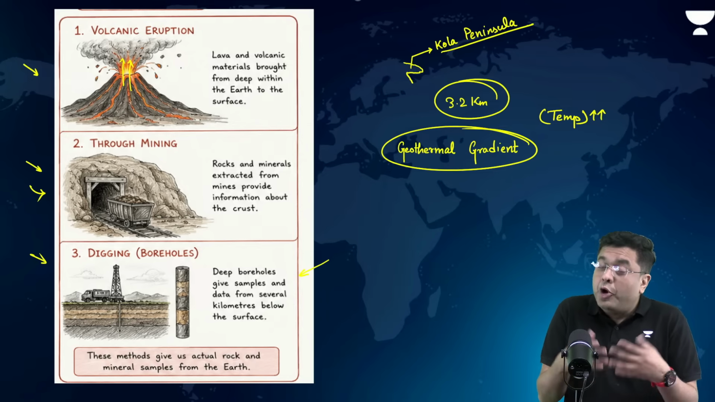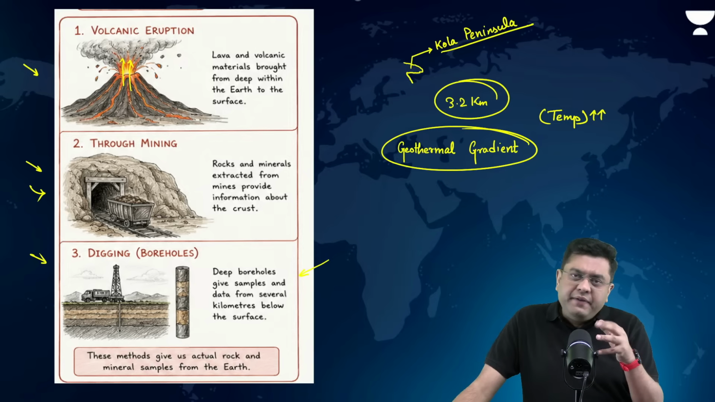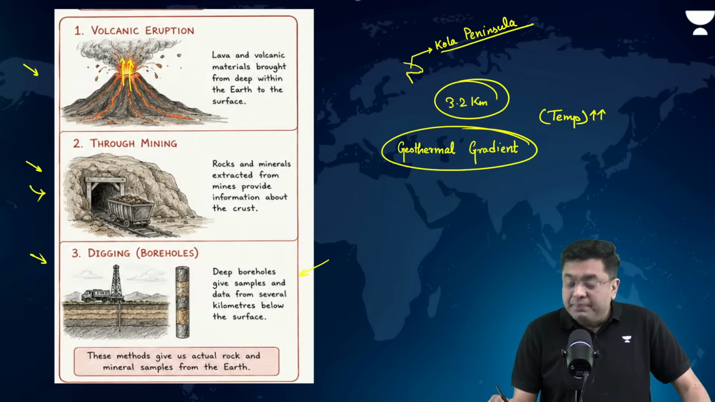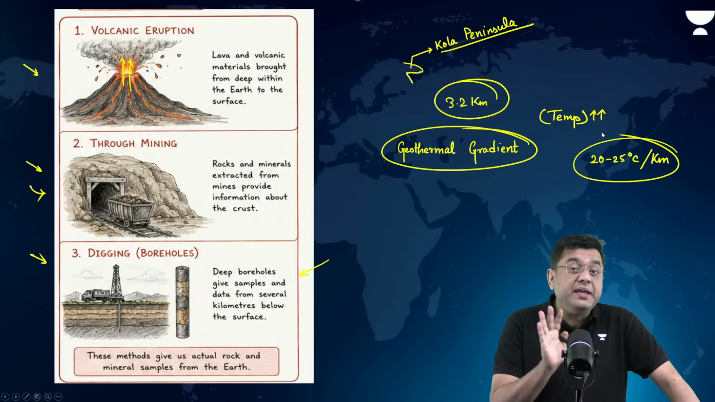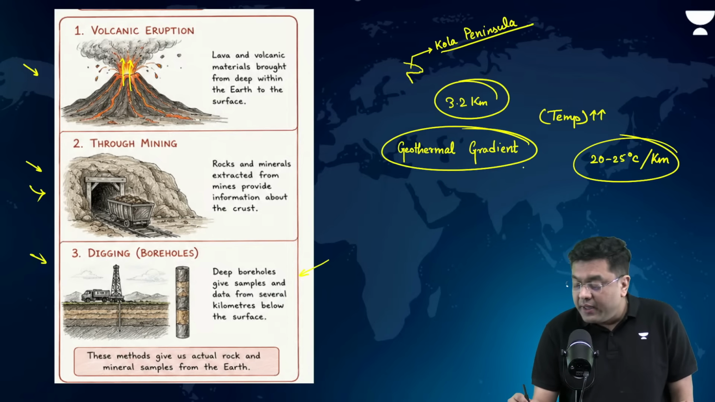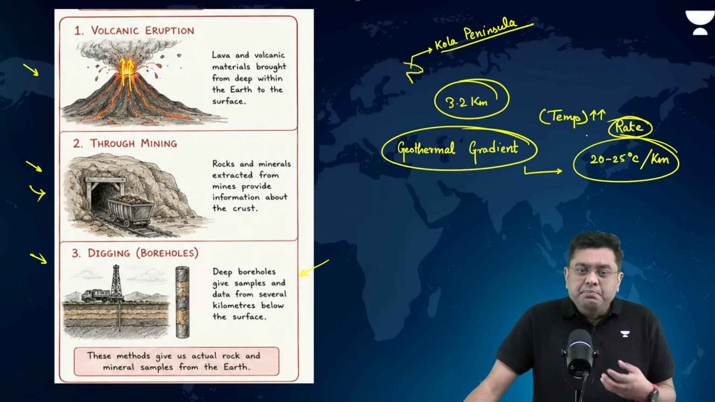Now, in what proportion does the temperature rise? The temperature rise is not consistent. It varies, but it can increase by almost 20 to 25 degrees Celsius per kilometer. It can be that much. Okay. So temperature can rise in the interior at this particular rate. This is the rate. That is why materials basically are very, very hot.